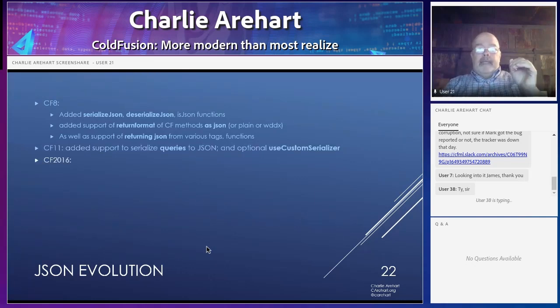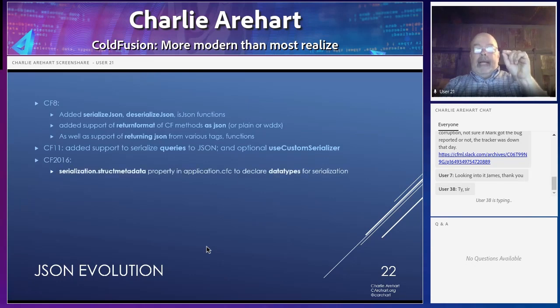And then 2016 went even further and added the ability to declare metadata to describe the data types for the serialization. Now, again, these are the kind of little things where if you're just looking at the docs for how to do serialized JSON, they may or may not mention, hey, did you know that if you put in an application CFC property of serialization.struct metadata, they often do. I don't mean to say that they don't, but either they do, but they're only in the Adobe docs and you're not looking there, or they may not, and somebody missed adding it.